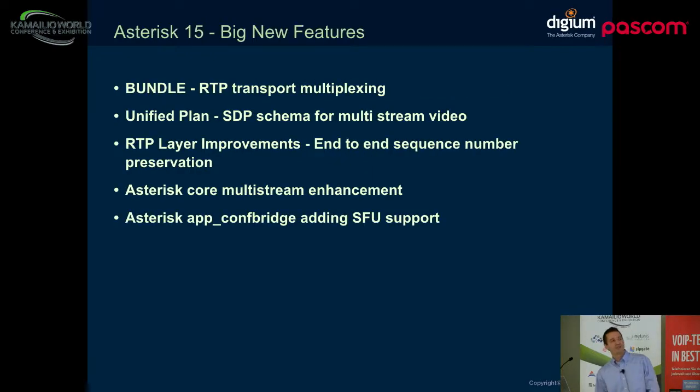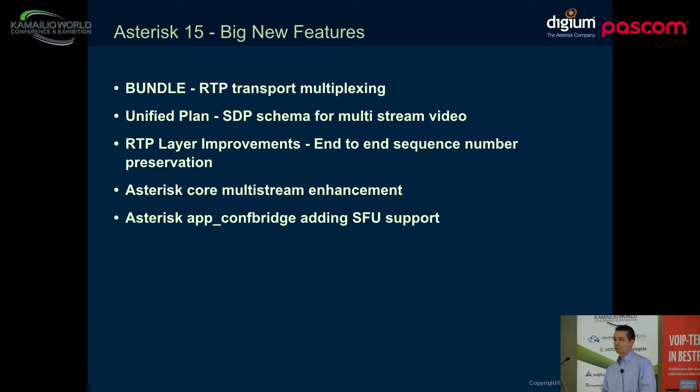So Asterisk 15, that's what I want to linger a little bit more on, because that just very recently happened. It was released in October of this last year. Some of the key technologies that we built for Asterisk 15, one was called Bundle. And that's a technology that's used to multiplex RTP streams, so multiple RTP streams over the same UDP socket sets. And it was really important for browsers.